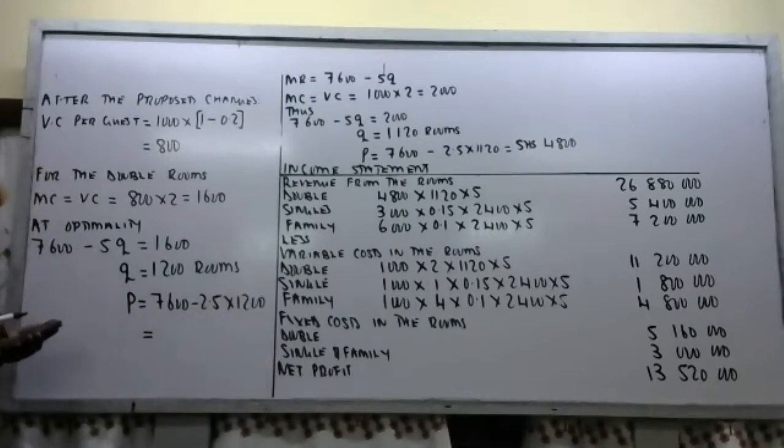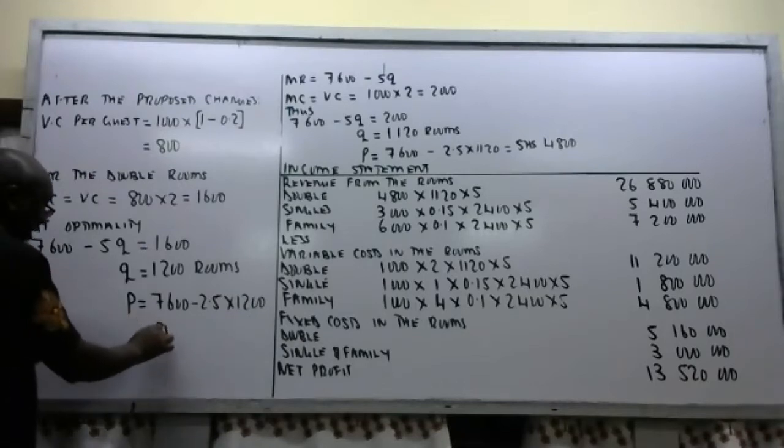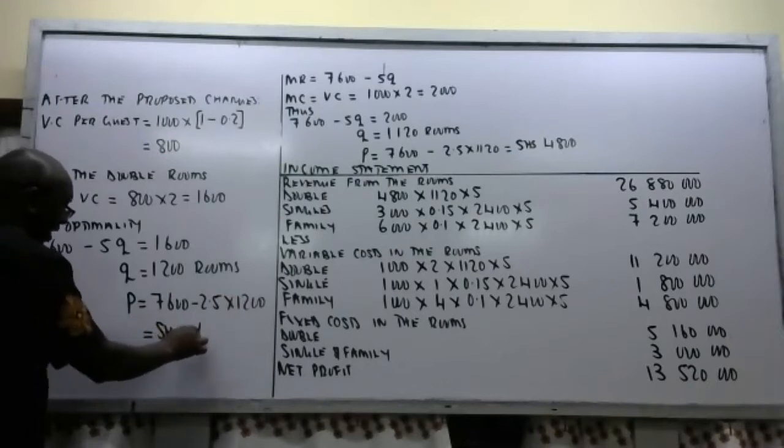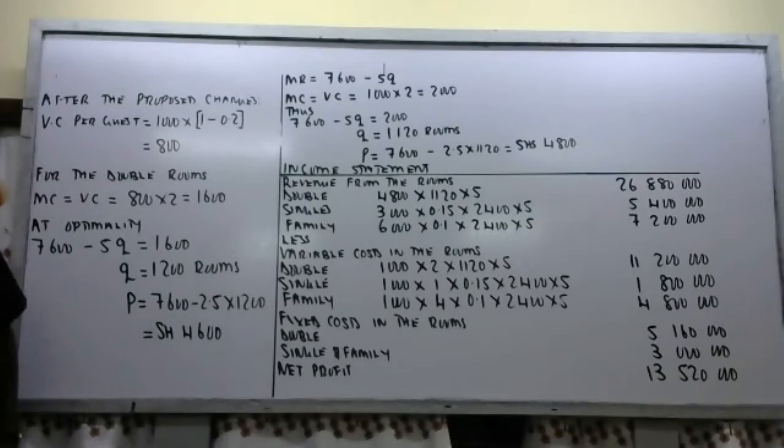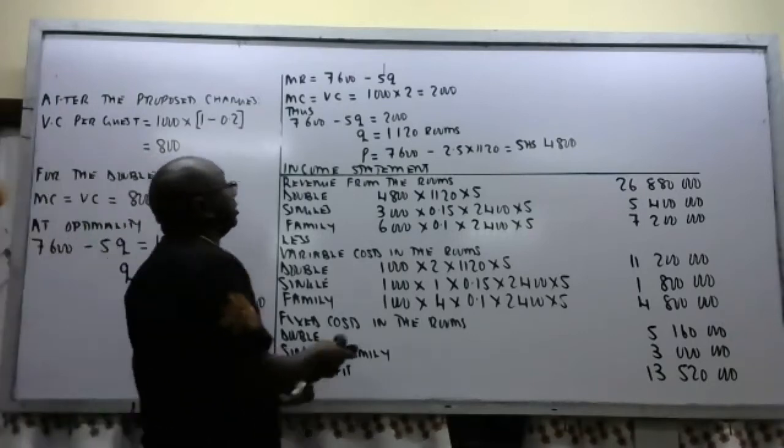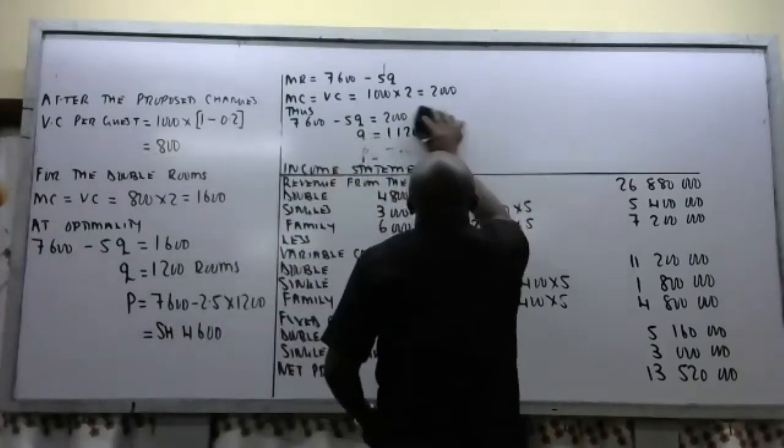So if you multiply this by 2.5, then you are left with shillings 4,600 per room.